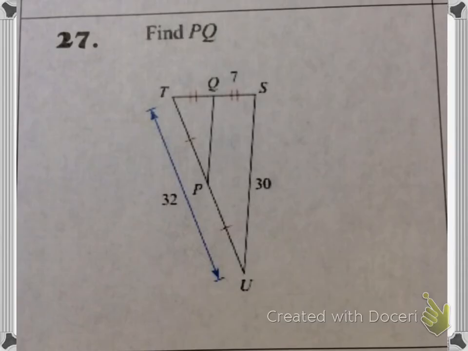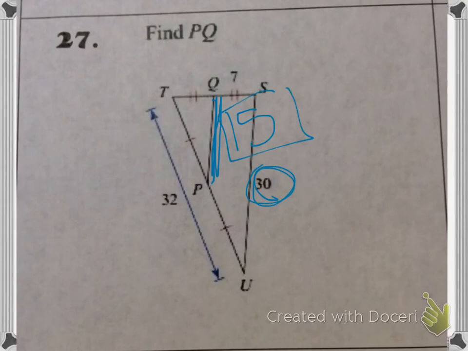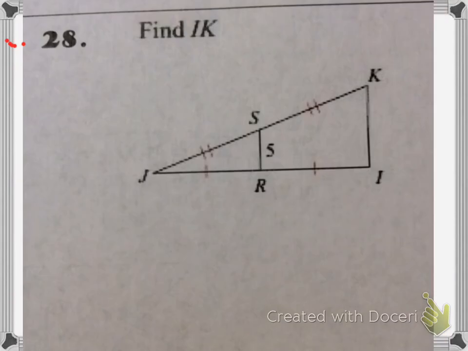Same kind of problem again right here. Again, if our end is 30, how much is PQ going to be? The mid segment? Well, it's going to be half of 30, which means my answer is going to be 15. It's kind of nice to have some easy ones here, isn't it? 28, find IK. So I'm looking for this length right here. They gave me the mid segment this time. I'm getting bigger. I'm going to double it to get to that end, which is 10.